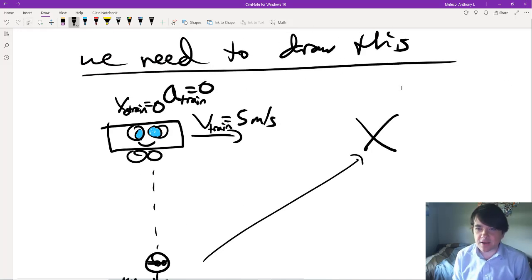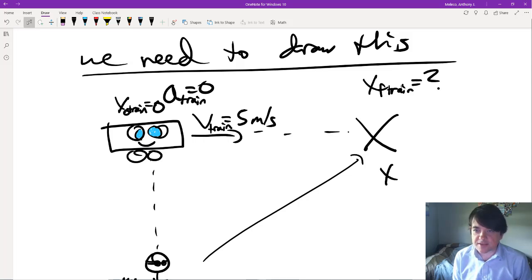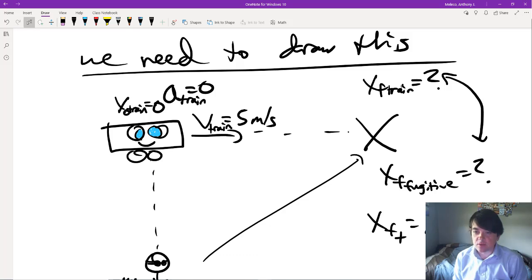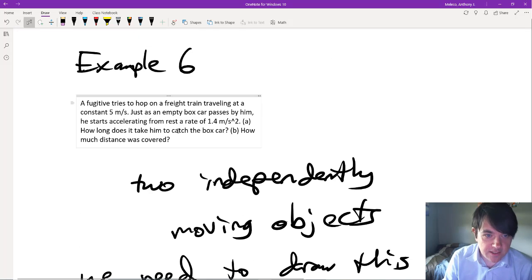How much distance was covered? So X final train, we don't know. X final fugitive, we don't know. But we do know that they will be equal to each other if they've met up. So X final train equals X final fugitive, okay? They meet up, right? Because he's going to catch the train. That's what it says.